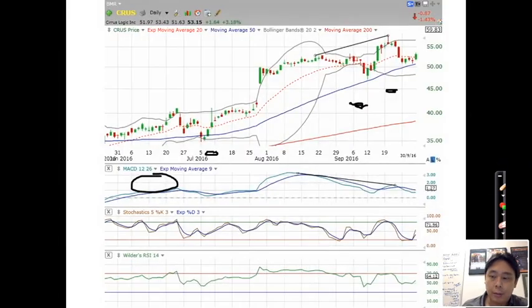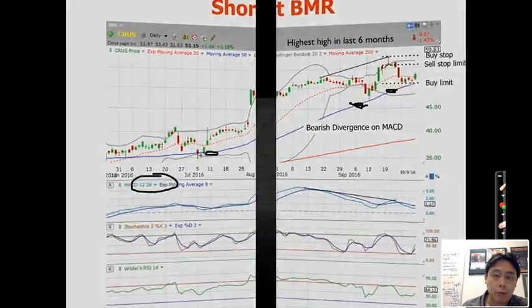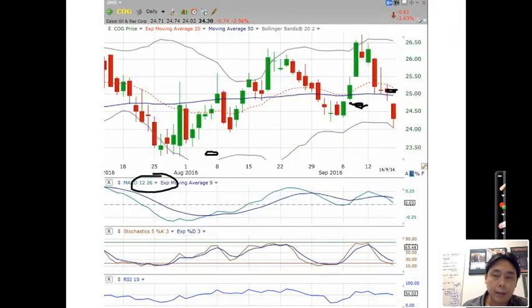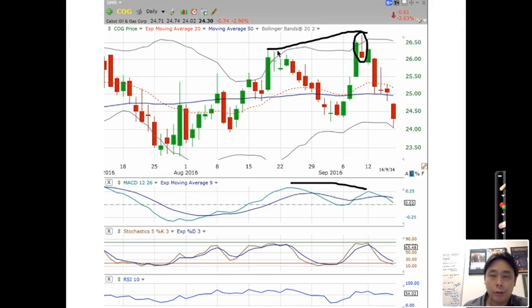Next is COG. Price rises to a new high. Bearish pin bar. We have got a higher high and a lower high. Right, so again, this should be a straight line, excuse my drawing. So we have got a bearish divergence.